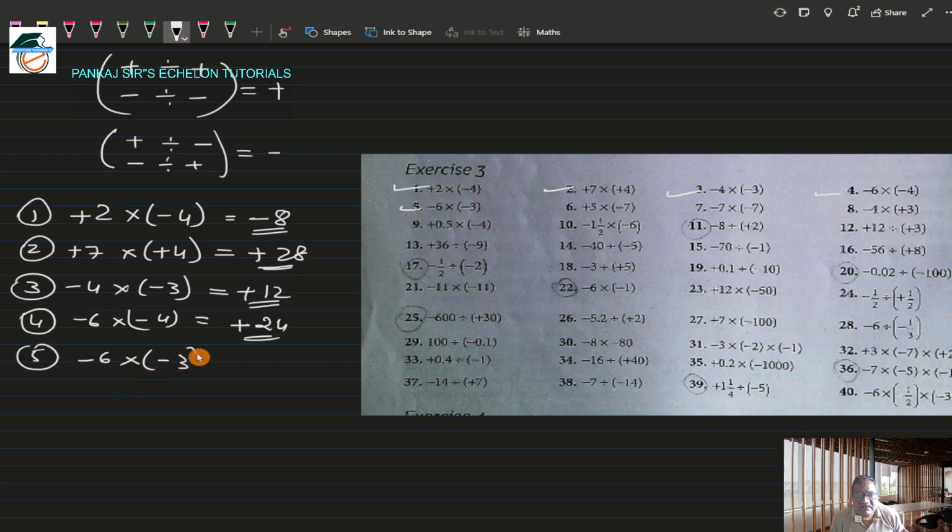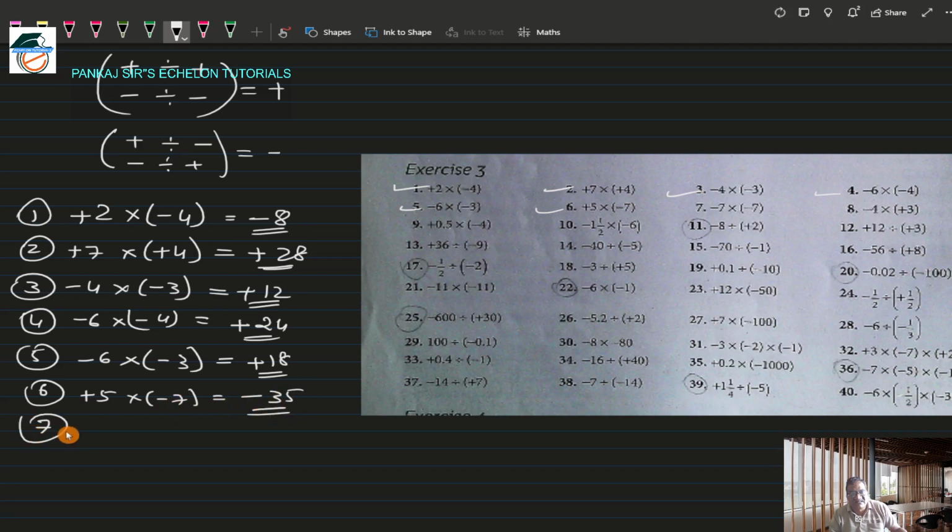Yeah, minus 3. Okay. So it's not, yeah, it's 3, minus 3. So the answer will be, again, you have to multiply the sign. So minus into minus is plus, and then the numbers, 6 3s are 18. Okay. Sixth, it's a plus 5 times a minus 7. Again, plus into minus is minus, 7 5s are 35. So answer is minus 35.